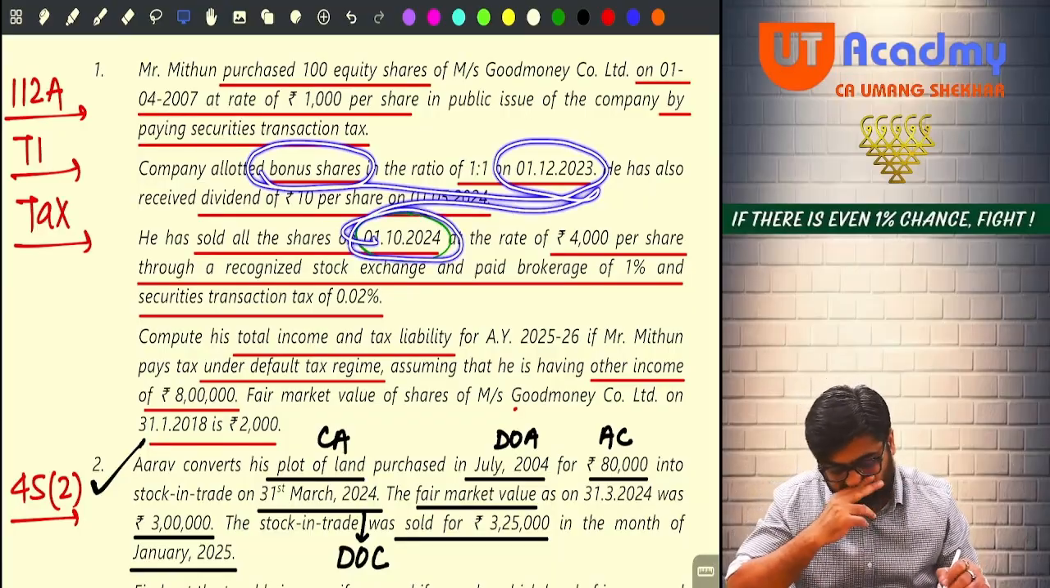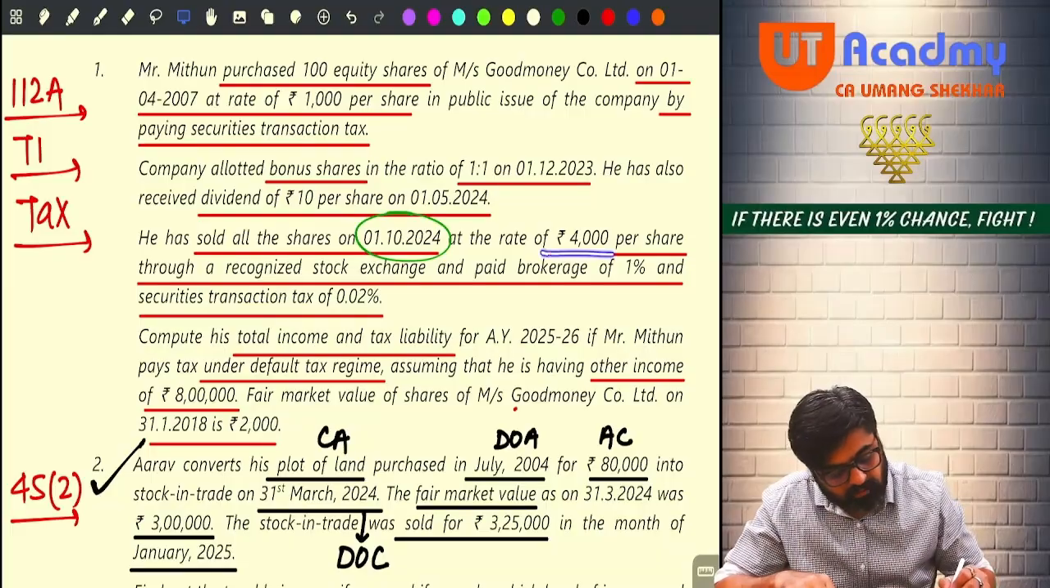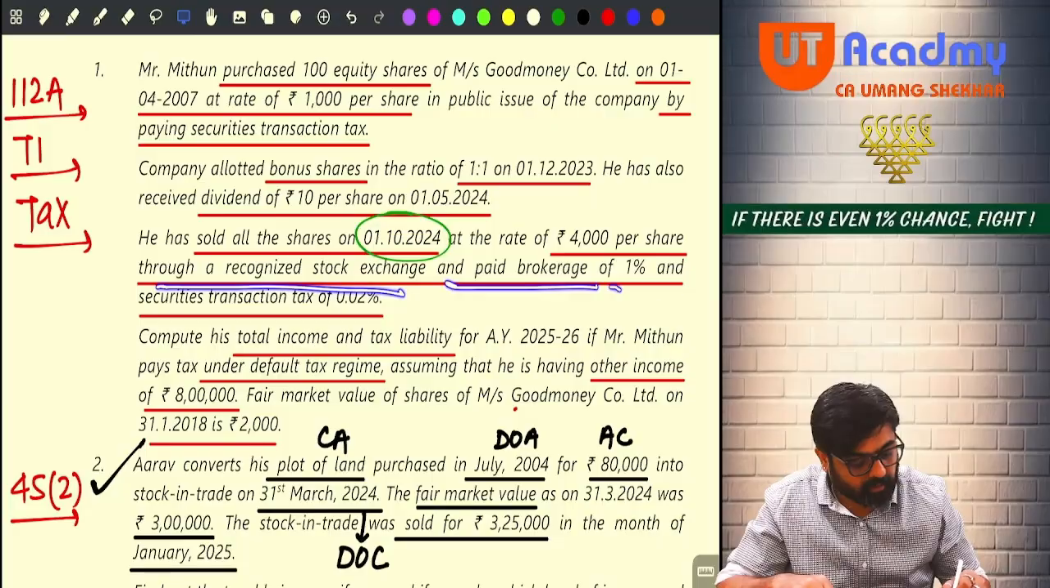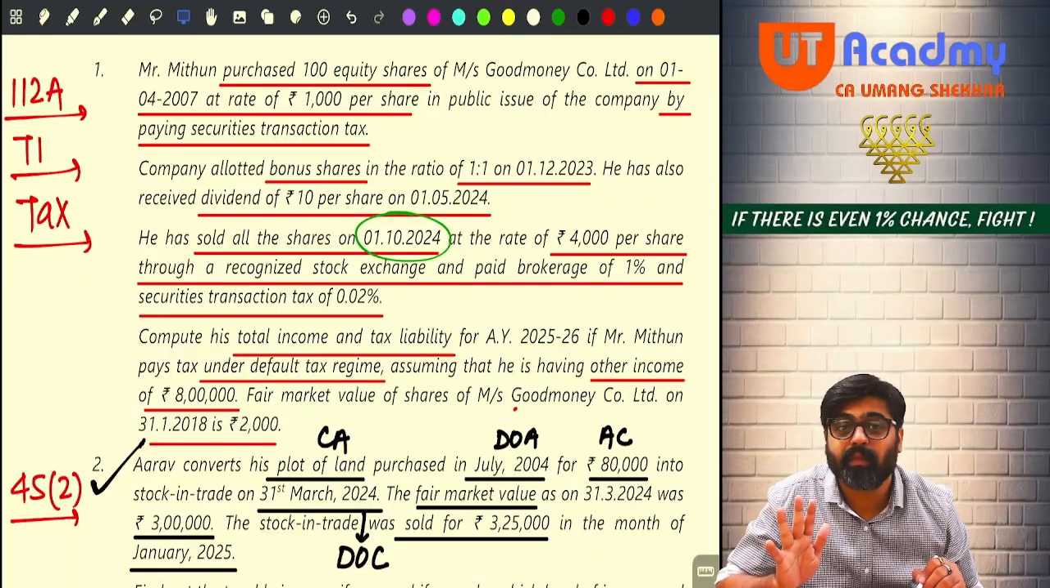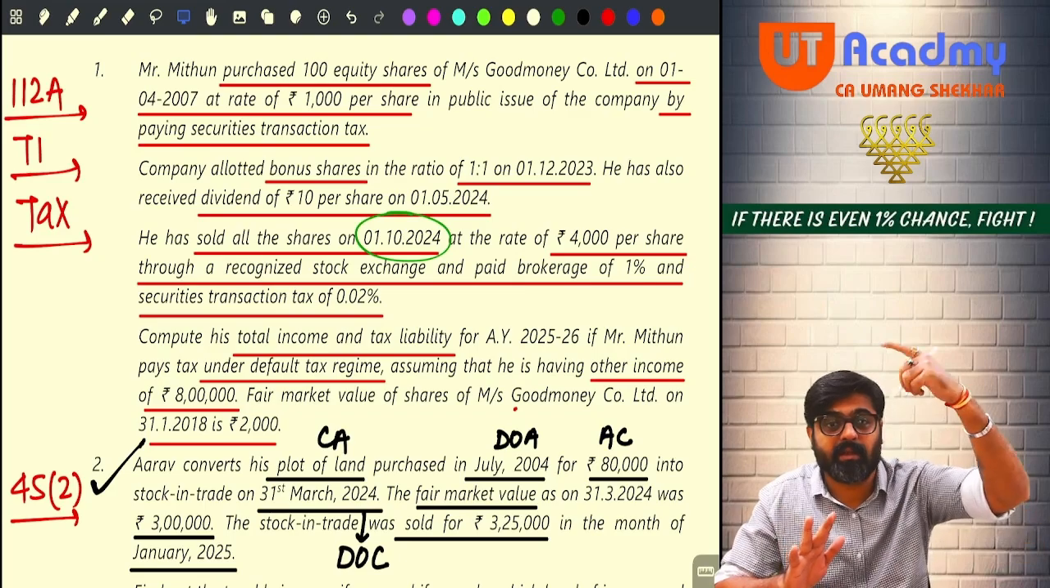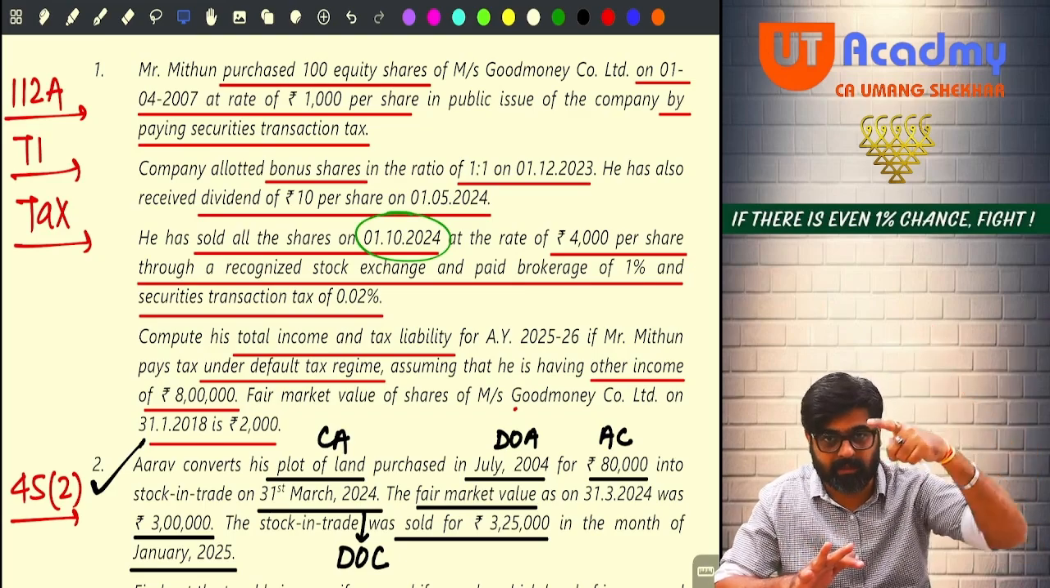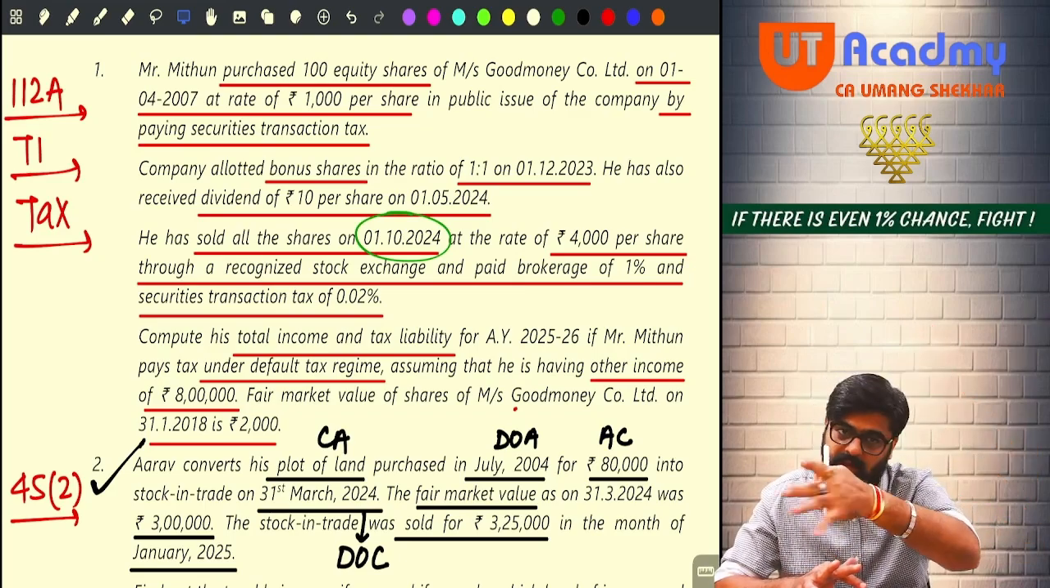Done? Next one. He is selling them for 4000 per share through a recognized stock exchange and paid brokerage of 1% and securities transaction tax 0.02%. Very good. For STT, you are not going to get any deduction. So STT paid at the time of purchase, ignore that. STT paid at the time of transfer, sale, ignore that.